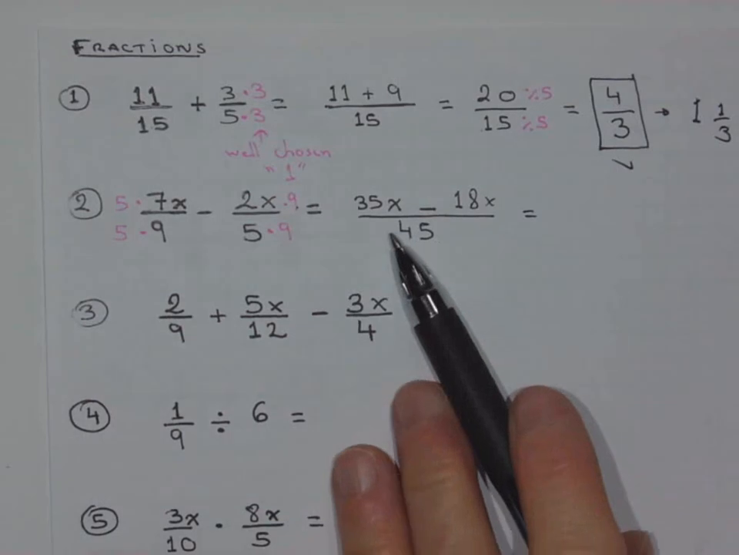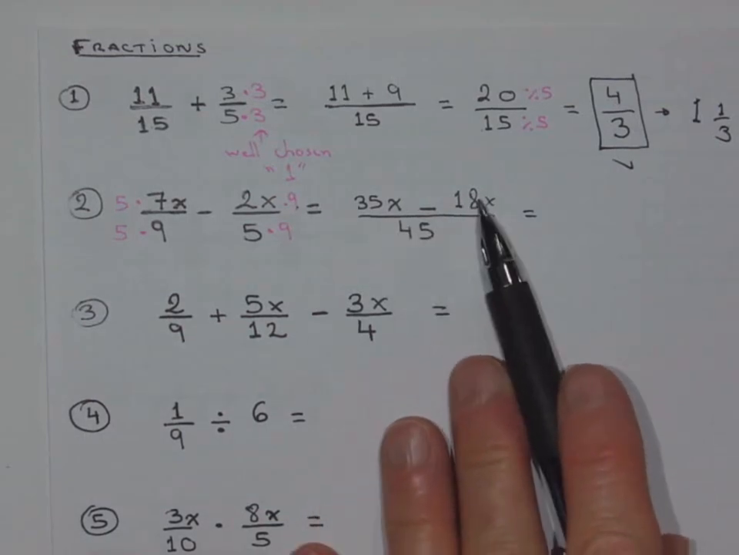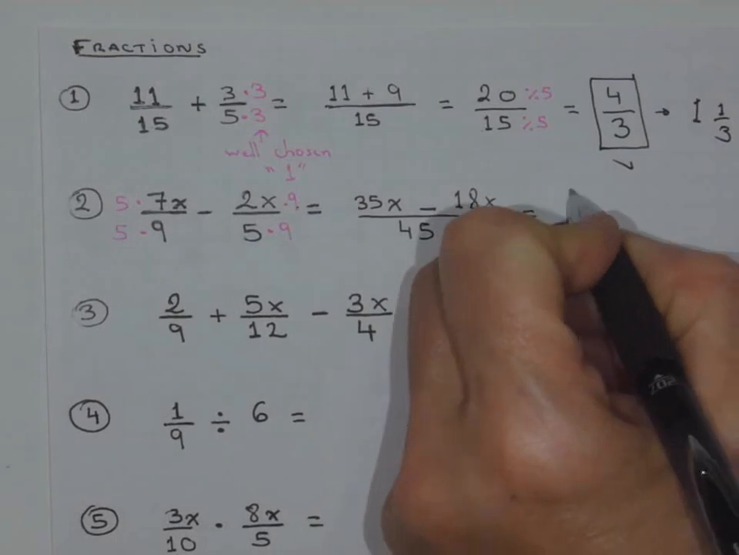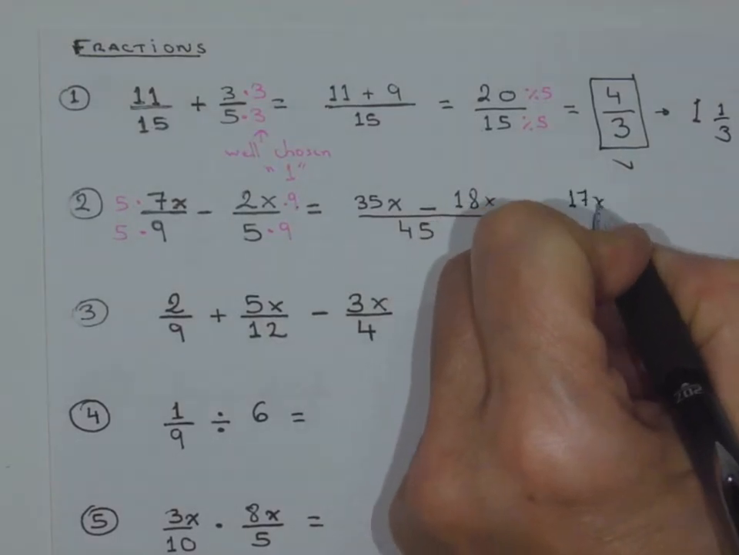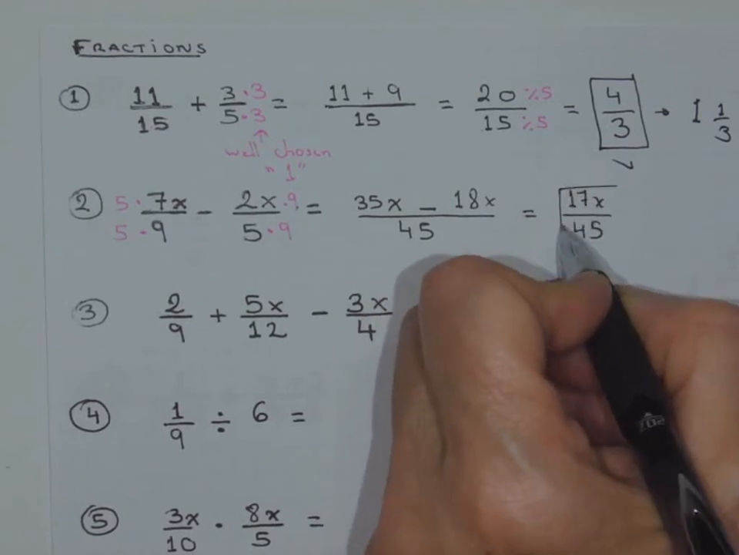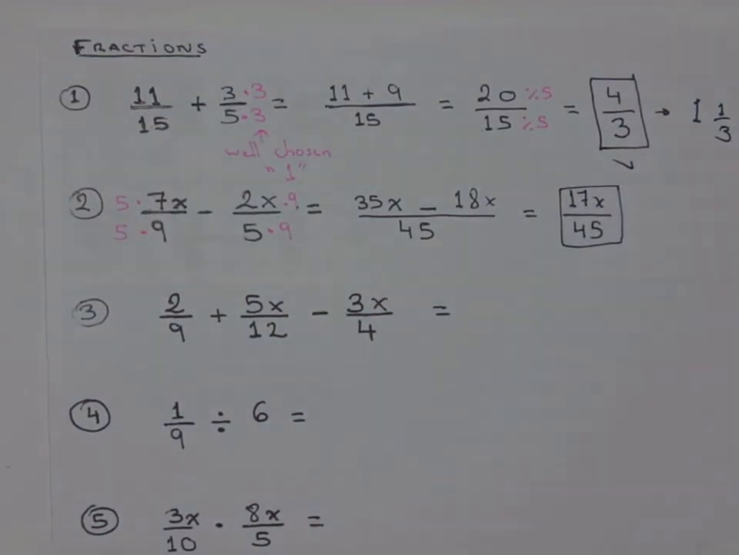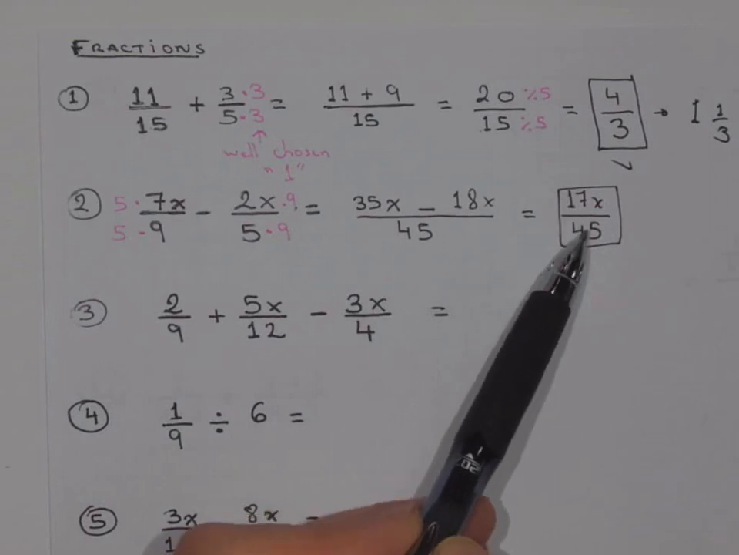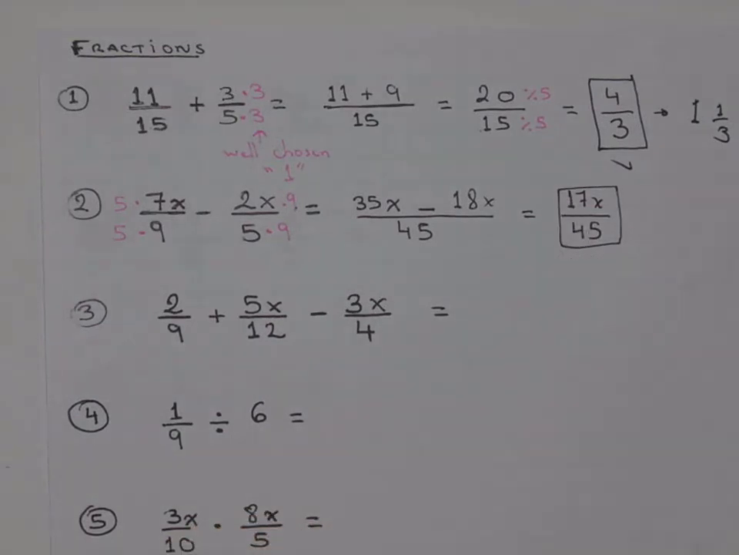Now, the numerators are like terms also, right? And 35x minus 18x will give you a 17x. And that will be over your common denominator of 45. This does not simplify. How do I know it doesn't simplify? 17 and 45 do not have any common factor. There is no number that I can divide them both by.